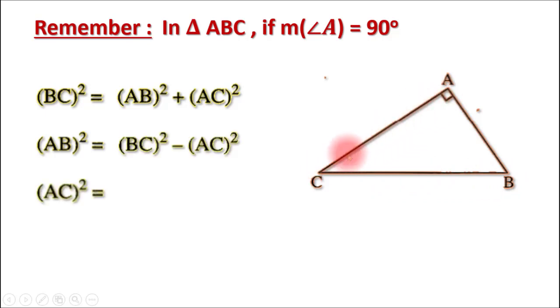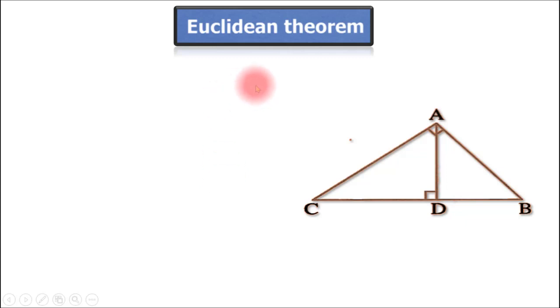And EC power 2 will equal the hypotenuse power 2, BC power 2, minus the other side, which is EB power 2. And this is the rule of the Pythagoras theorem. In this lesson, we will study the Euclidean theorem.